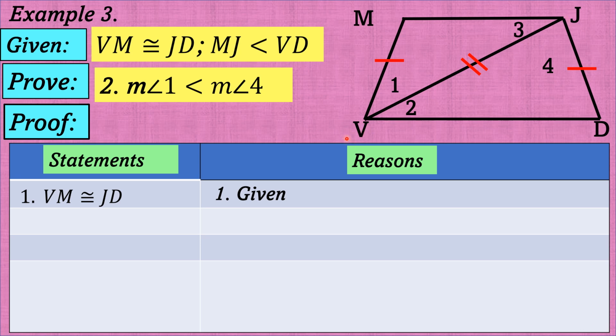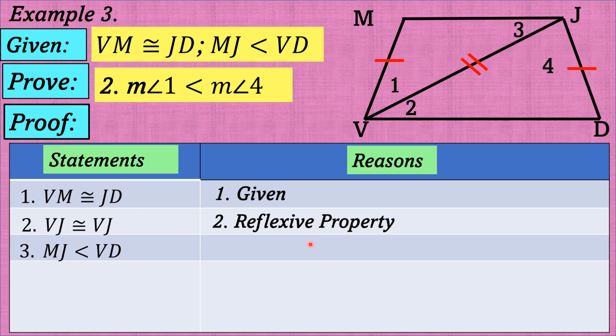So, pwede natin yang gamitin as our second statement. So we have side VJ is congruent to side VJ. Anong ilalagay natin sa reason? It's the application of reflexive property. Now, ano pang pwede nating ilagay sa statement? We can also put the other given. So we have side MJ is less than side VD. Ang reason is, it is already given.